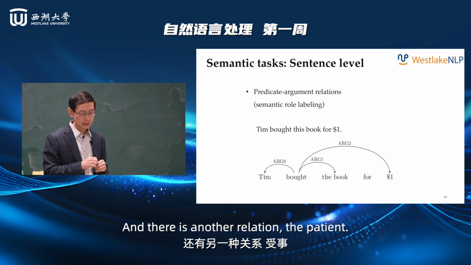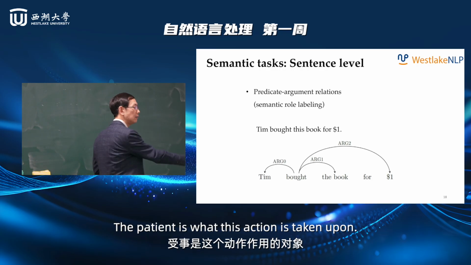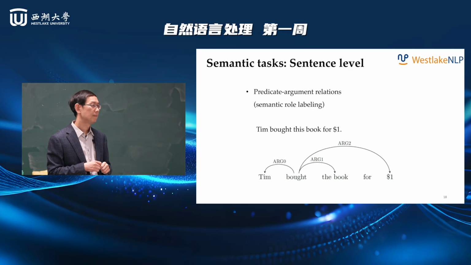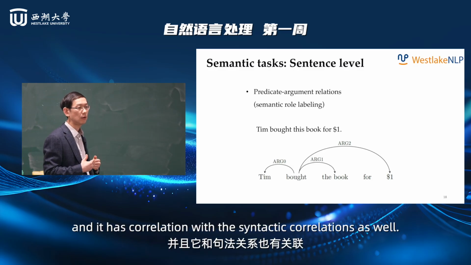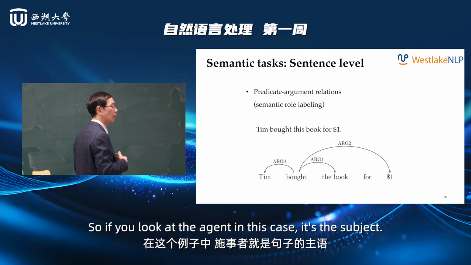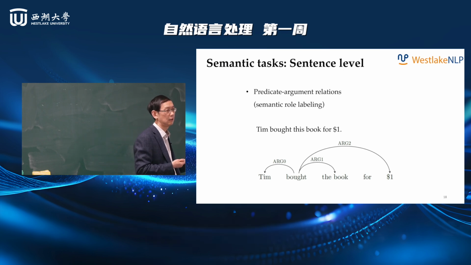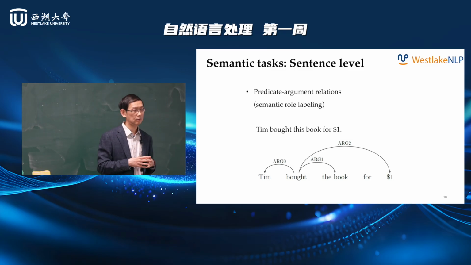And there is another relation, the patient. The patient is like what this action is taken upon, right? And in this case, it's the book. So the predicate argument structure is in the semantics level. And it has correlation with the syntactic correlations as well, right? So if you look at the agent, in this case, it's the subject, right? The patient in this case is the object, right?